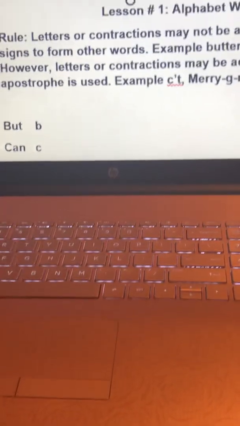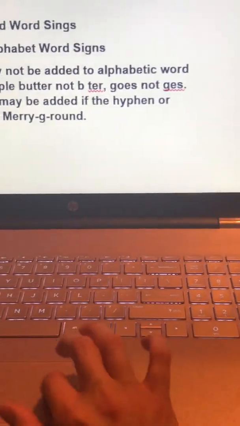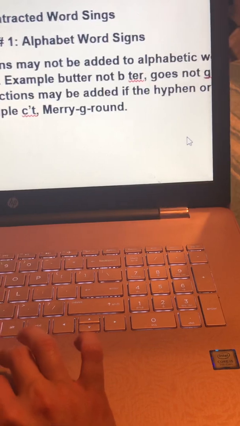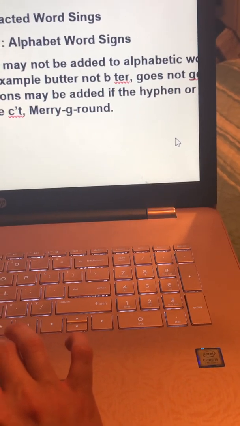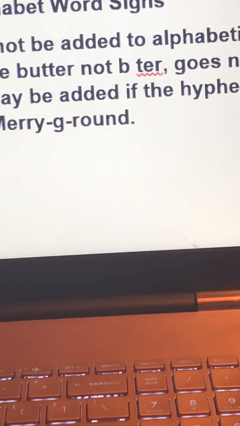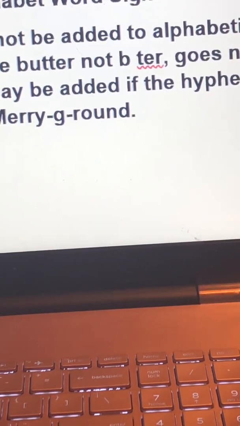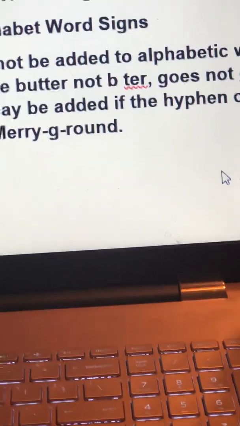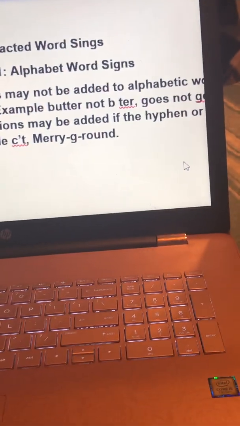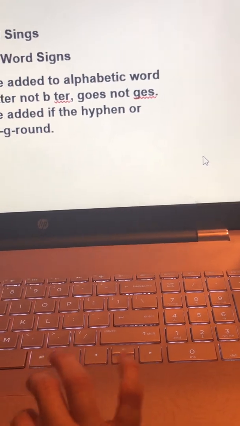So let's begin. The rule. Letters or contractions may not be added to alphabetic word signs to form other words. Example, butter, not B-butter. What I mean by that, in Braille, you have the word butter, B-U-T-T-E-R. The reason why you don't do that is because it would be just the B-U-T, and that would be like a misspelling, and that's just not how you apply the rule. Goes, not just a G and an ES.